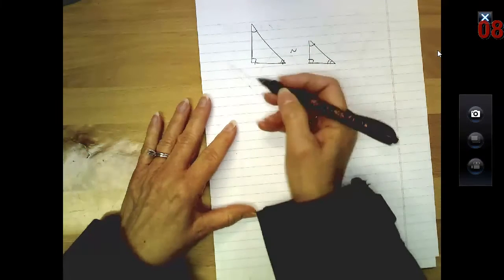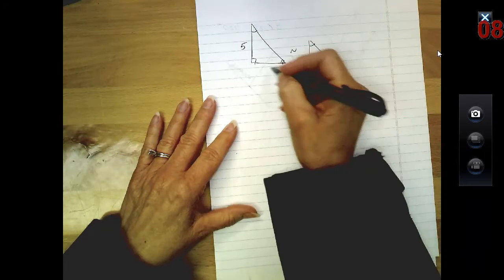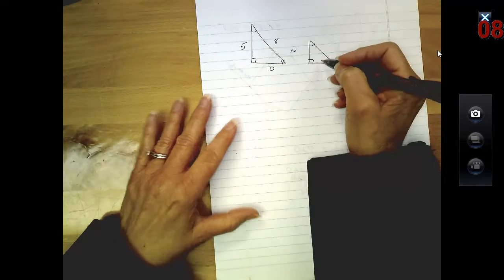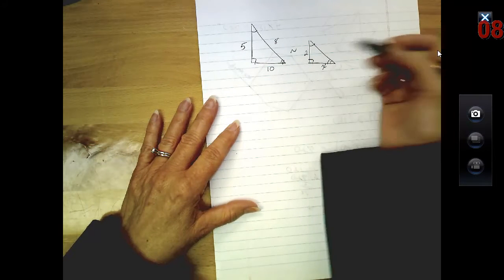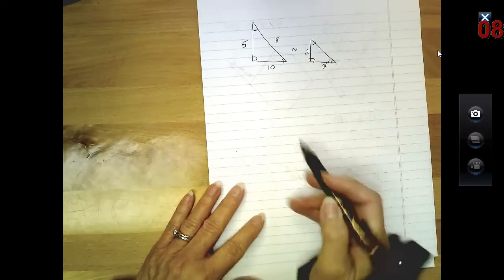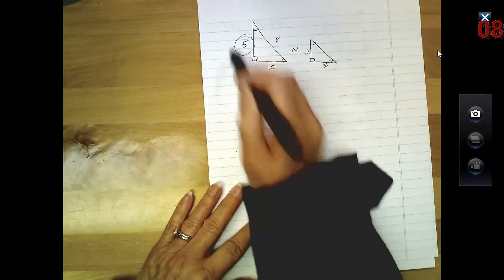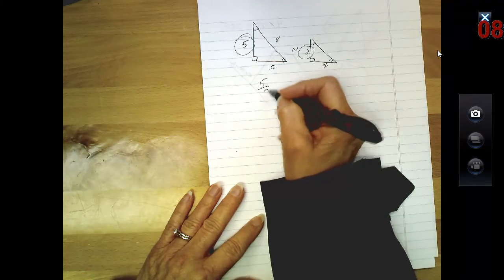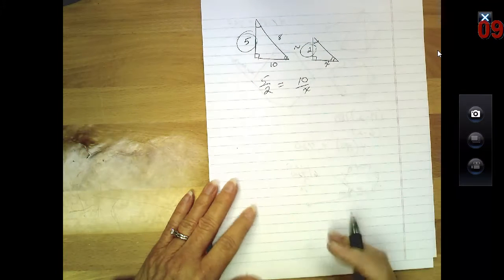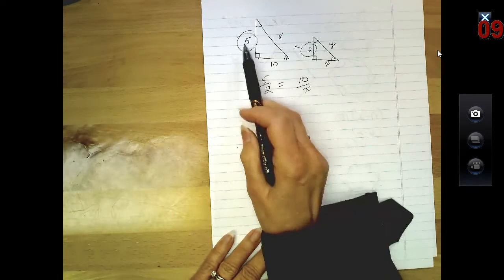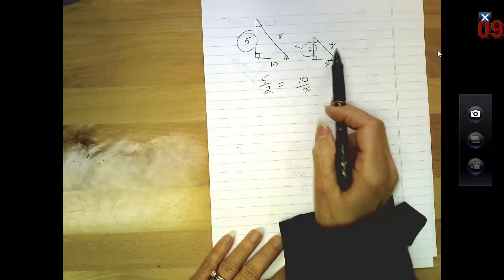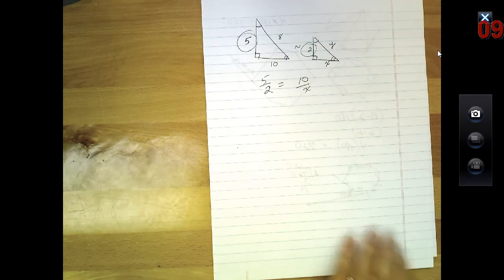Okay. If you had something like this was 5, this is 10, and this is 8, and over here we had a 2 and an X, and you wanted to find X. Always find the 2 sides that correspond, that both have numbers. So 5 is to 2 as 10 is to X, like that. Then if you wanted to find this one, you would still say 5 is to 2 as 8 is to Y.